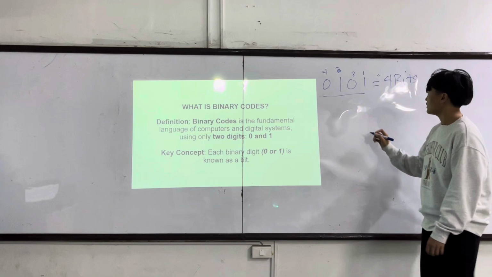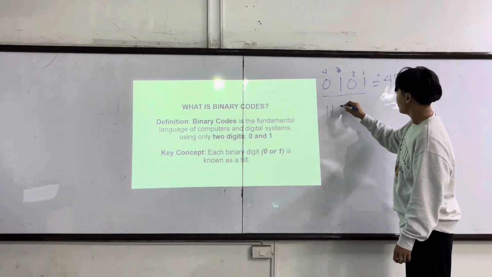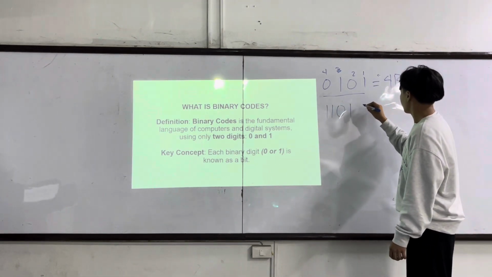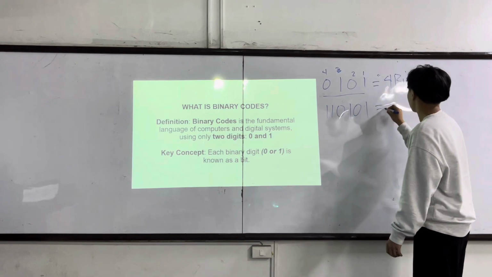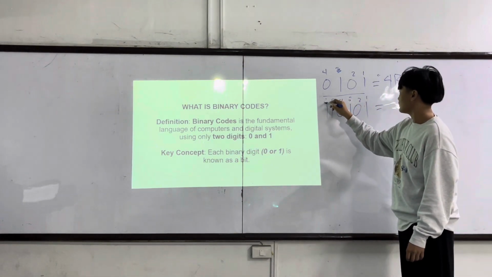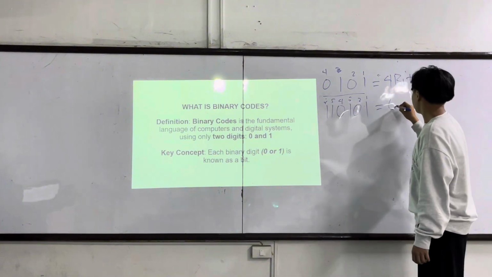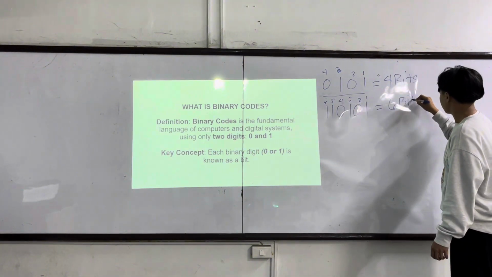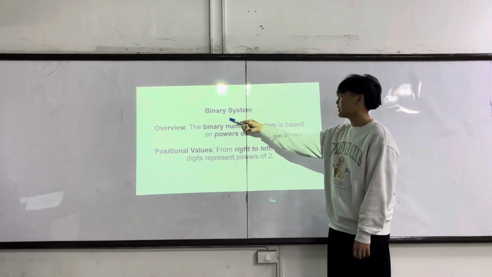Another example is 1, 1, 0, 1, 0, 1. Counting the digits: 1, 2, 3, 4, 5, 6. That is 6 bits.